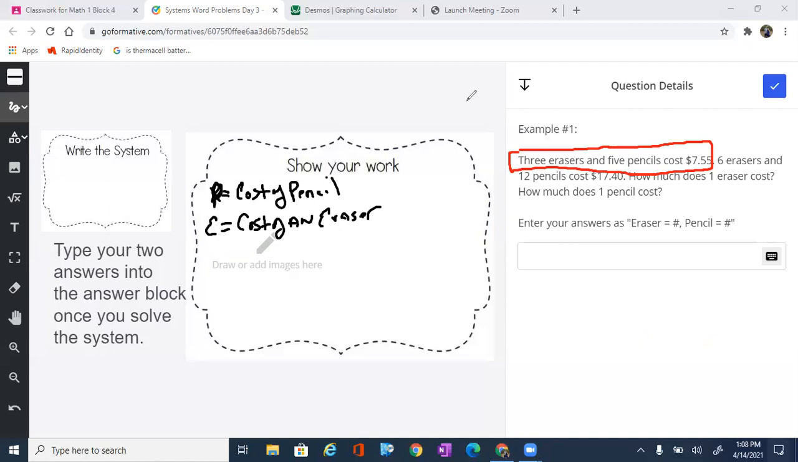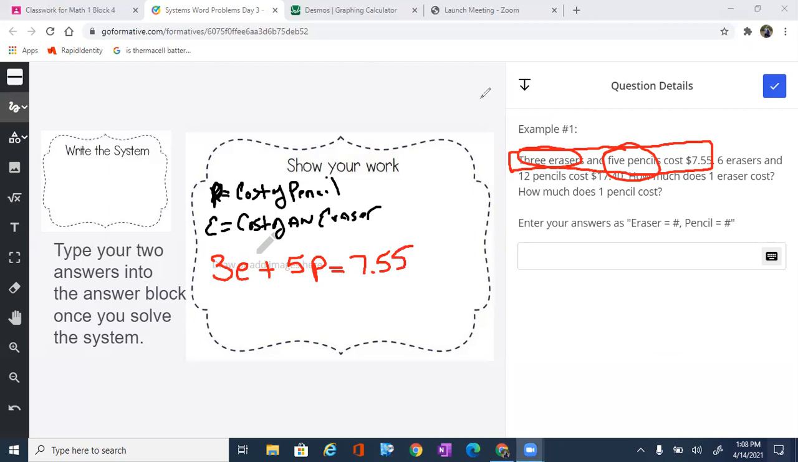So in this case, it tells us in that red statement, it says there are 3 erasers. So I'm going to say, well, there must be 3 times the cost E of the erasers plus, and then it says 5 pencils, 5 times the cost of the pencils, so 5P. And let me go ahead and change my E to a regular E. I don't know why I did it that way. So 3E, and that equals a total cost of $7.55.